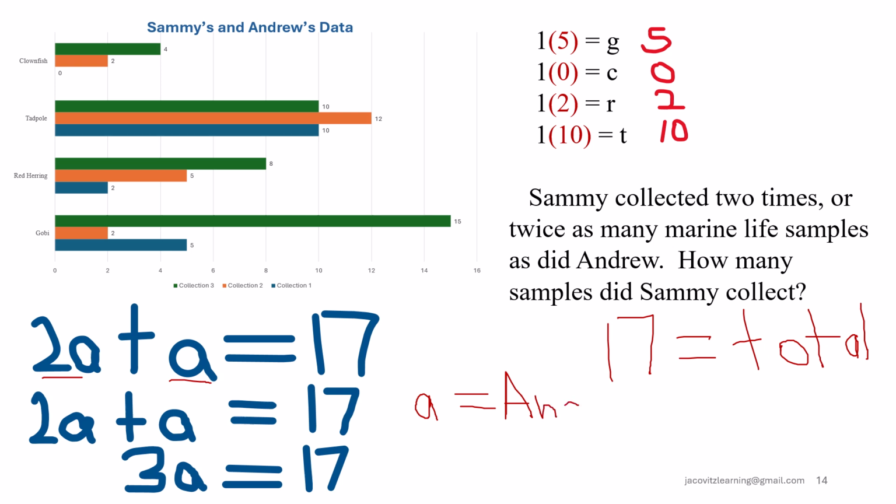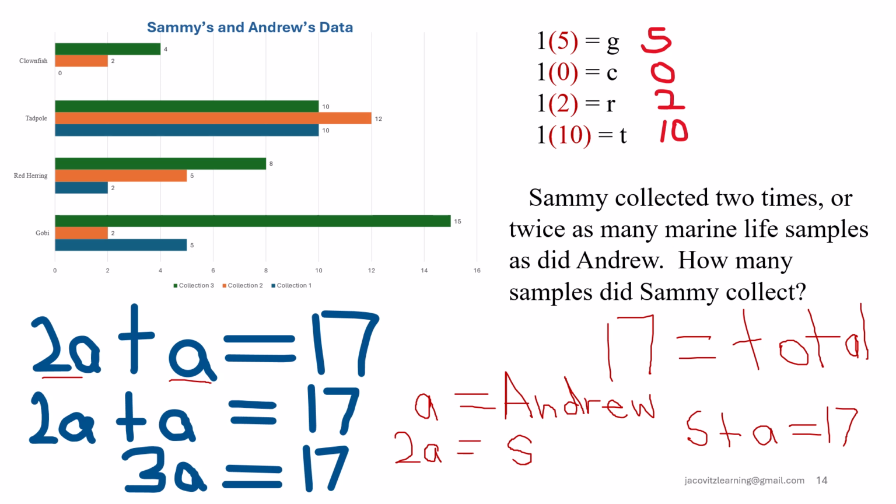2 times A. Now, 2A plus the regular A is going to give you the total collection, or the total sample. Andrew's A, and 2A is Sammy. So you're substituting. You're going S plus A equals 17. But when you put them in, you get S over here plus A, but 2A is what Sammy is going to be. So you get 3A equals 17.